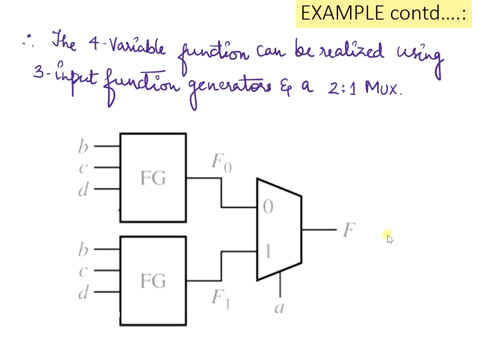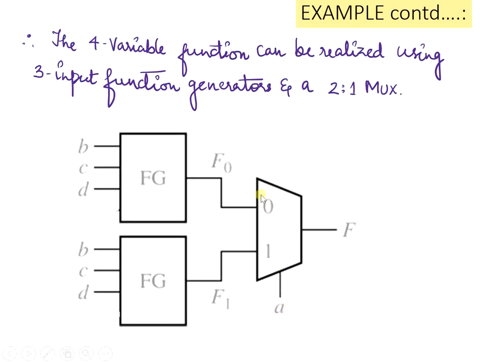Finally, I can represent the 4 variable function using 3 input function generators and a 2:1 mux. I will require 2 function generators, FG, having B, C, D as the input lines, because I have 2 functions F0 and F1, and these F0 and F1 are around the variable A.